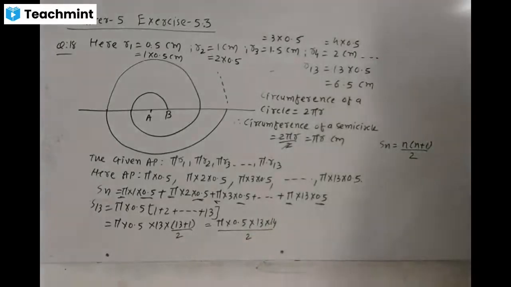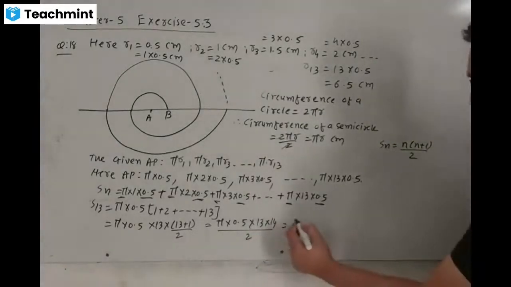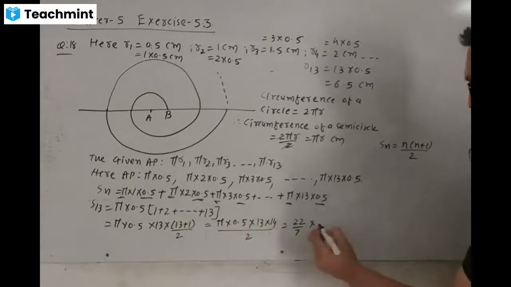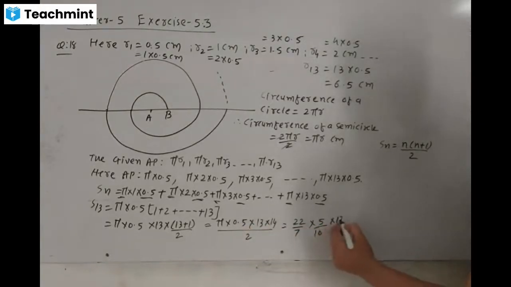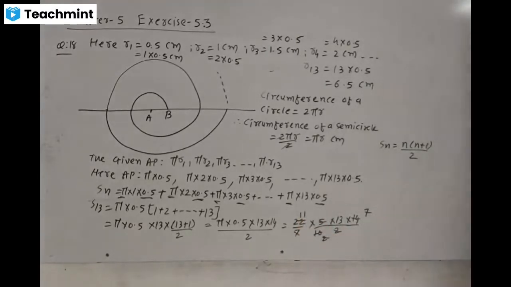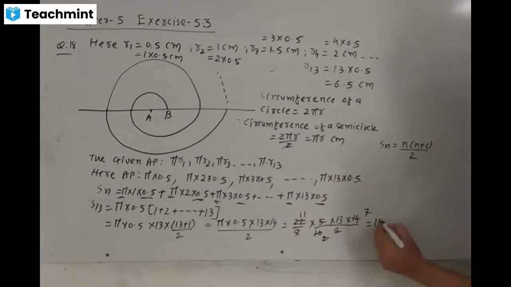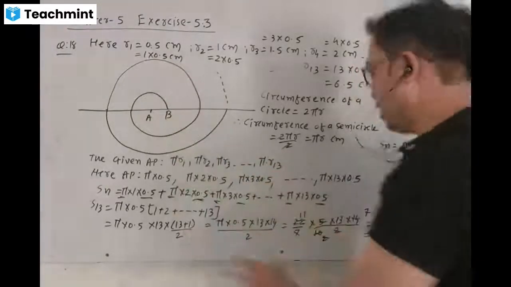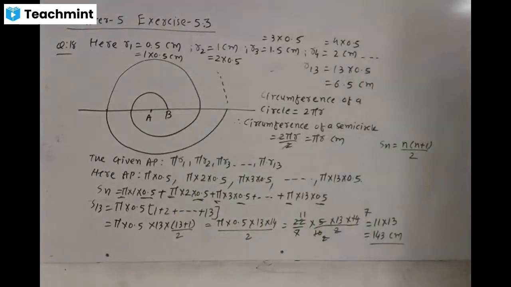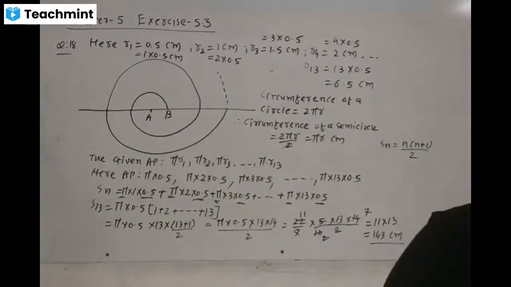What is the value of pi? Pi is equal to 22 by 7. 0.5 is 5 by 10. So 22 by 7 into 5 by 10 into 13 into 14 by 2. 2 sevens are 14, 7 cancels. 5 twos are 10, 11 twos are 22. The total length is 11 into 13, that is 143 centimeters. Therefore, the total length of the spiral is 143 centimeters.